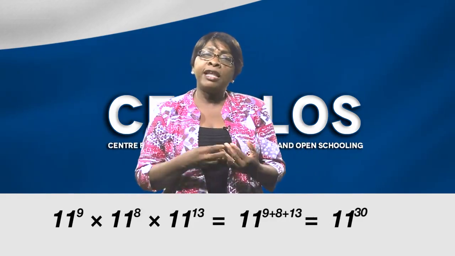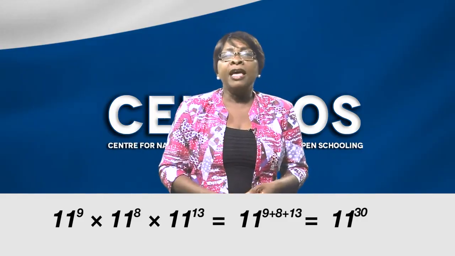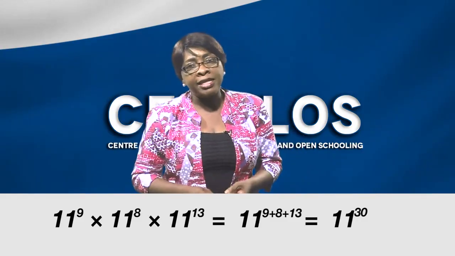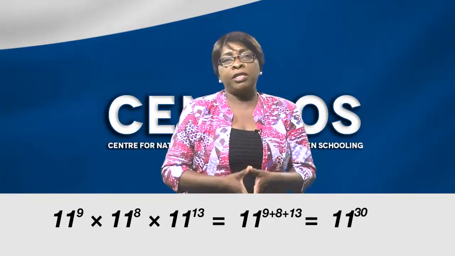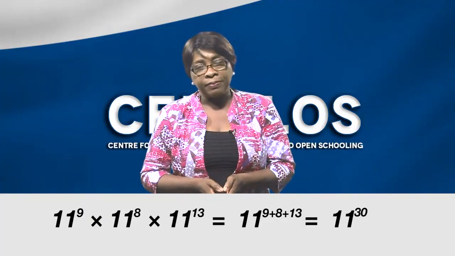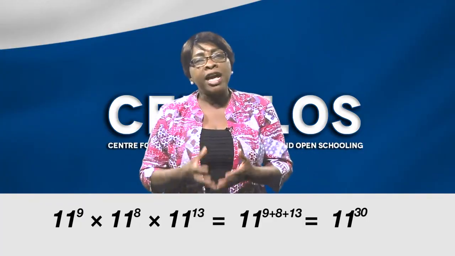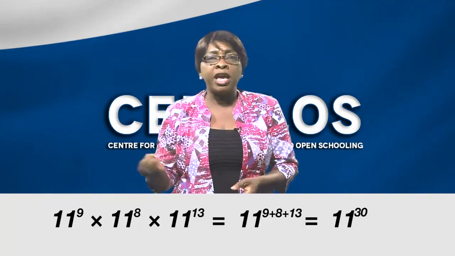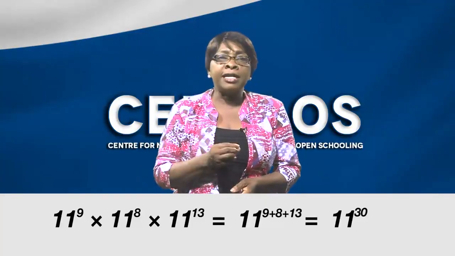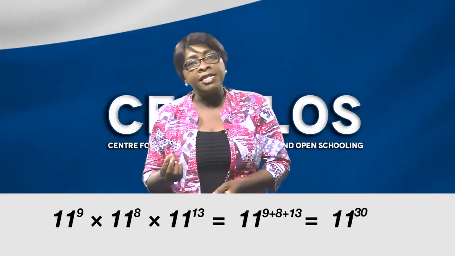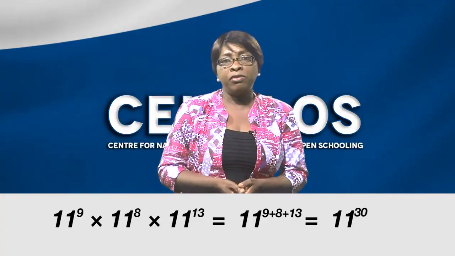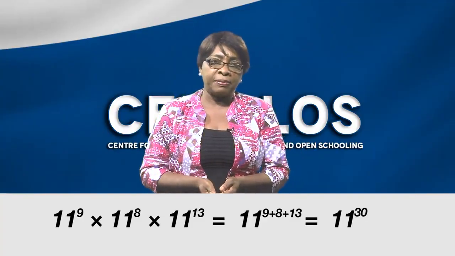Again, we want to work 11 raised to the power 9 times 11 raised to the power 8 times 11 raised to the power 13. Take the base, 11, write it down. Add your 3 exponents. You get 9 plus 8 plus 13. That gives you 11 raised to the power 30.